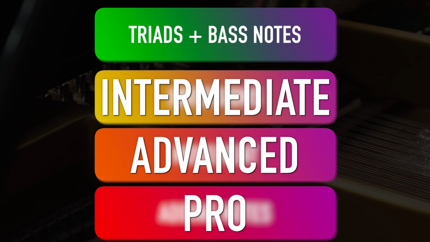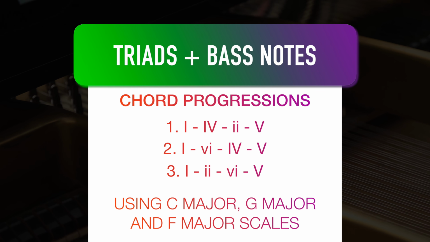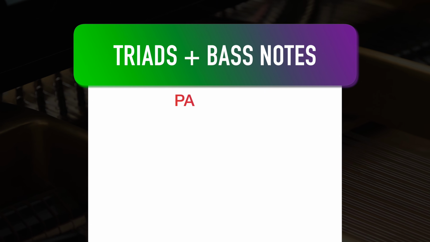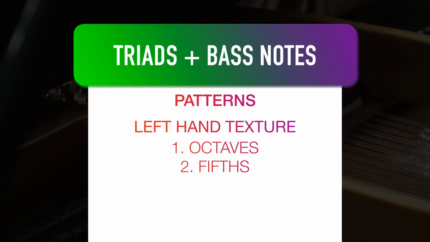And here are some chord progressions that you can try and work out for yourself on the piano. Once you've worked out what the notes are in each of the chords, then play around with arpeggiating the notes in the right hand, adding octaves or fifths in the left hand, and arpeggiating the notes across the hands.